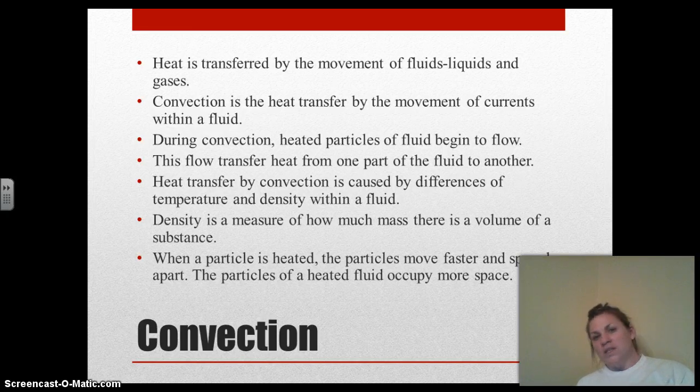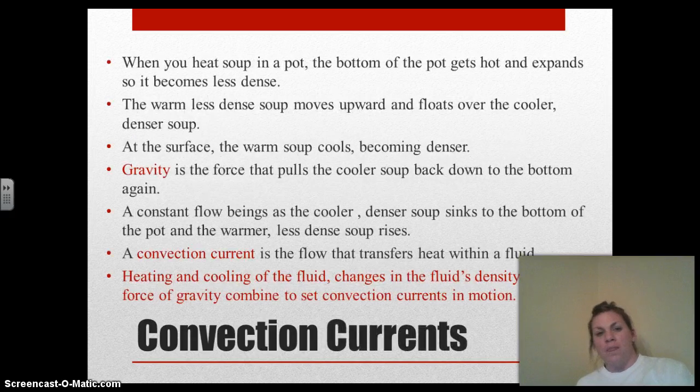So, what does this have to do with the mantle and inside Earth? Well, convection currents, okay, happen because the hot liquids in Earth's core and within Earth's mantle are moving, becoming heated up. So for example, when you heat soup in a pot, the bottom of the pot gets hot and expands, so it becomes less dense. So that hot soup moves to the top. As it moves to the top, it's going to heat up the particles around it.